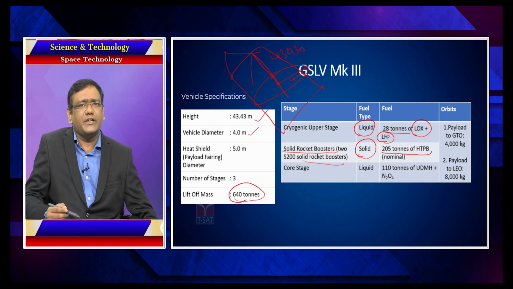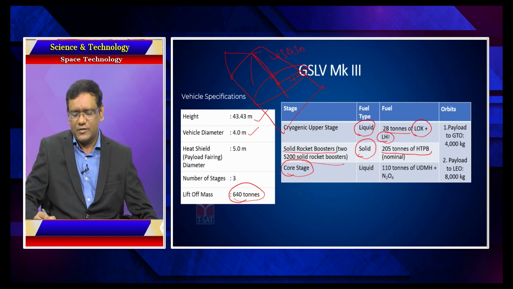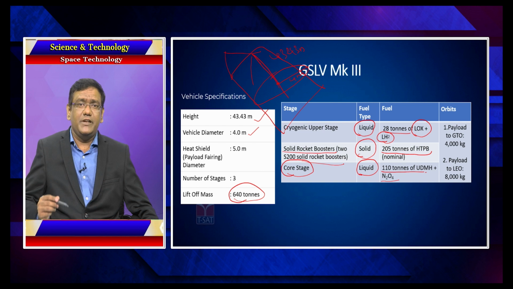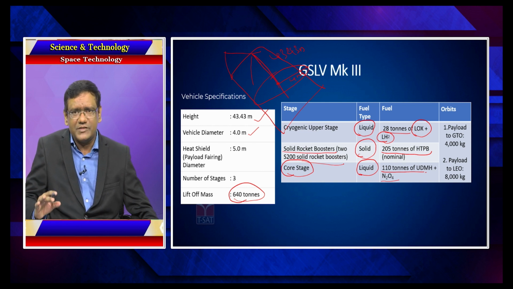And the next stage, that is the first stage, is the core stage, which we also call the core stage. In this core stage a liquid propellant is used, 110 tons of UDMH plus N2O4 as the propellant. So these are the various stages, the types of propellant, and what kind of fuel we use in each stage.